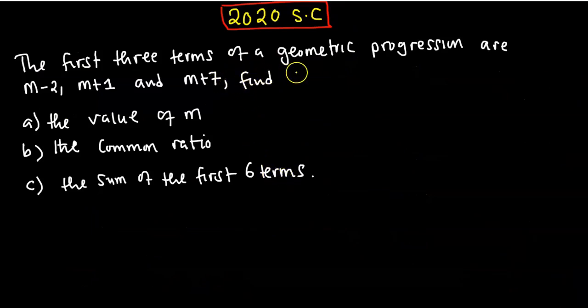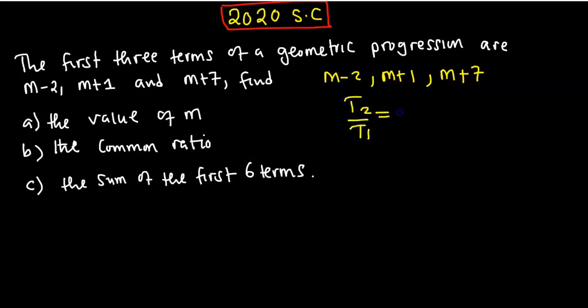Let us answer this one that came in 2020 school certificate. The first 3 terms of the geometric progression are m minus 2, m plus 1, m plus 7. So these are the first 3. The first question is find the value of m. To find the value of m, you just write this ratio: term number 2 divided by term number 1 equals term number 3 divided by term number 2. This is how we find the common ratio.